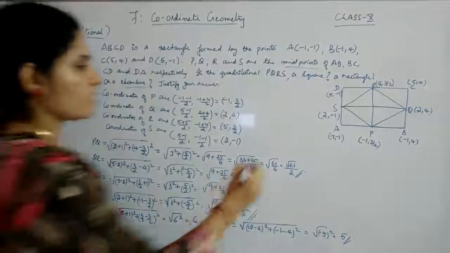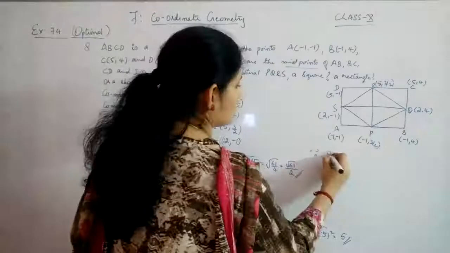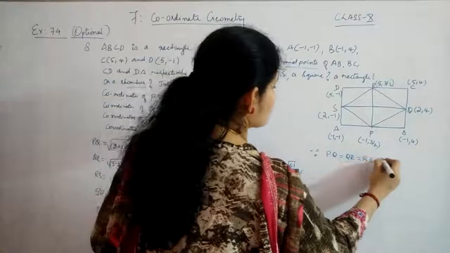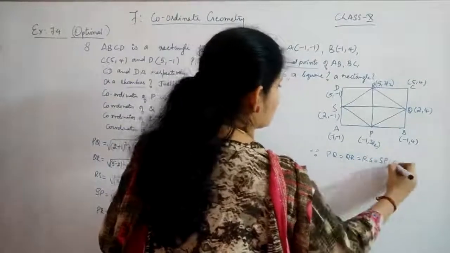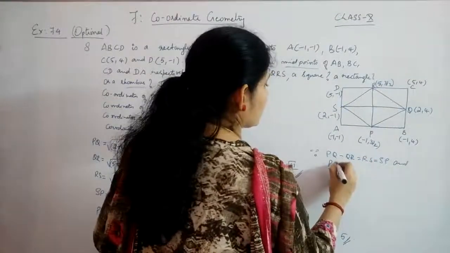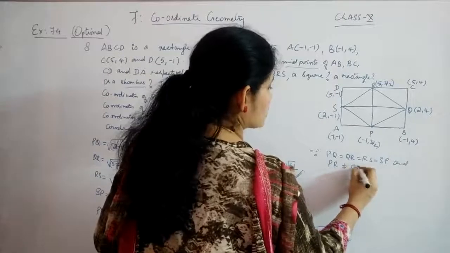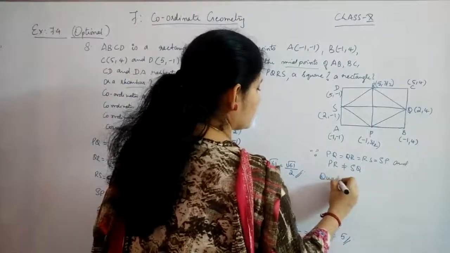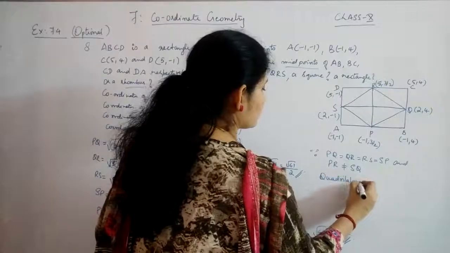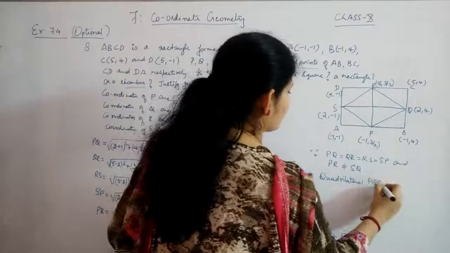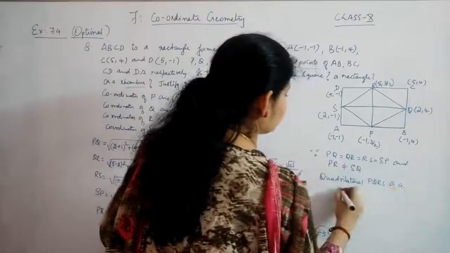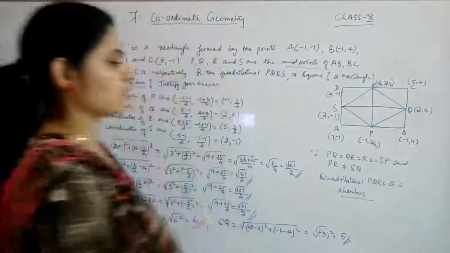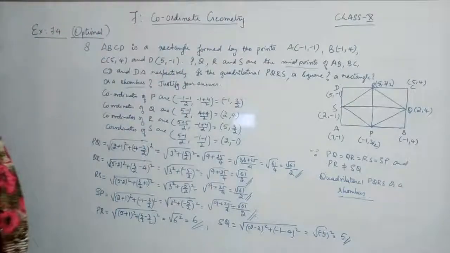Okay. Since PQ equal to QR equal to RS equal to SP, and PR not equal to SQ, quadrilateral PQRS is a rhombus. That means if the diagonals are not equal, it is a rhombus. Okay.